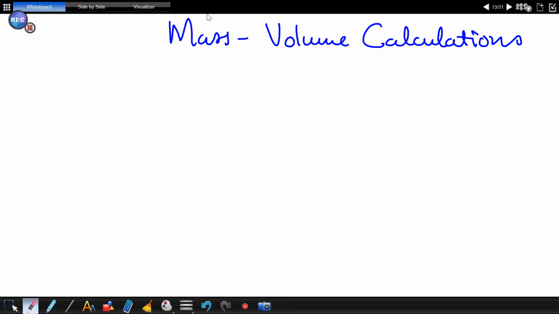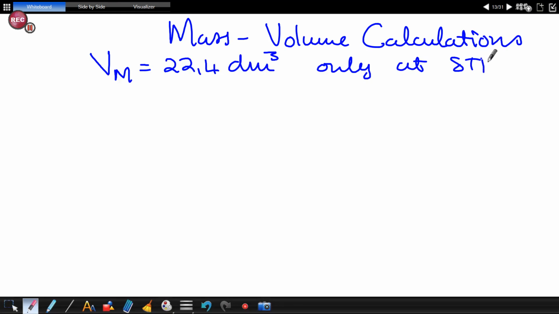Right, so in mass volume calculations, we must remember that we can use the molar volume of 22.4 cubic decimeters only at STP. If the reaction is not at STP, you'll need to calculate the molar volume by using this equation. R stands for the universal gas constant and T stands for temperature.